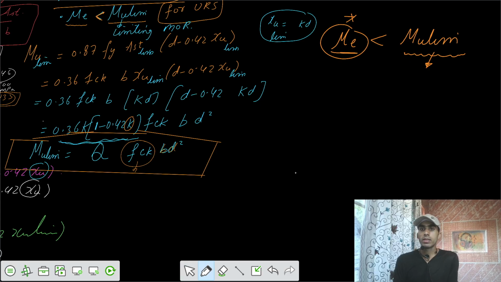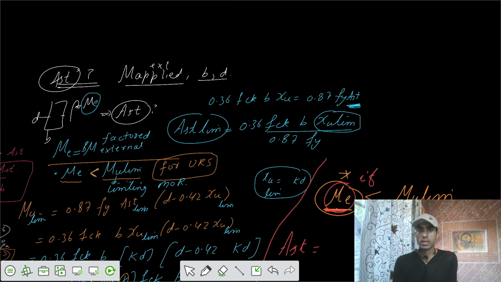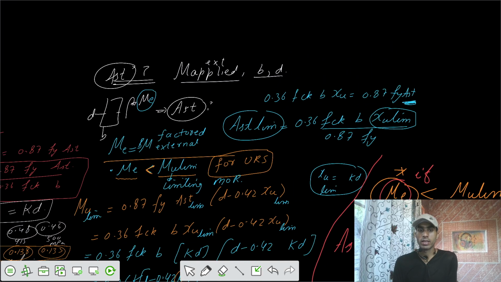Now if this is lesser, let's say the condition arises that this value is lesser than the limiting condition, so I would say Ast should be calculated as per one of the equations. We can derive that equation also. So let's keep it for some time. We want to get the equation of Ast.